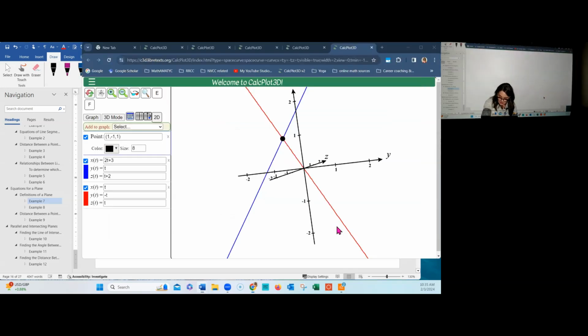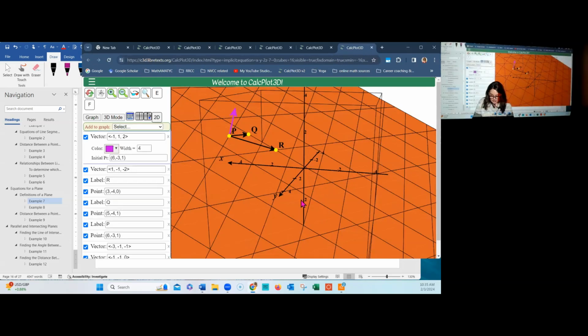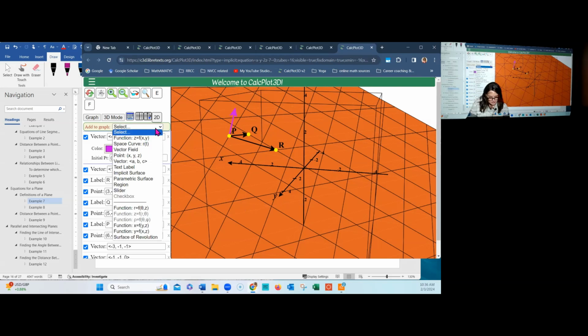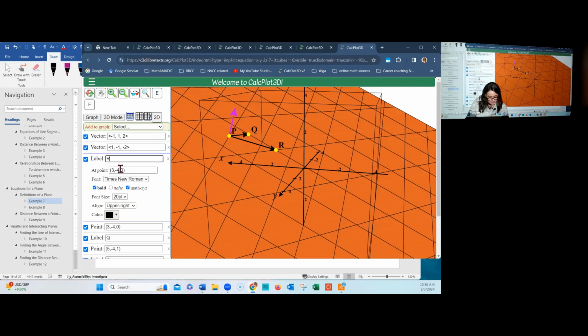So let's take a look at this on CalcPlot 3D so you can see what it looks like. And I went ahead and labeled the different points. So first off, P, Q, and R are points. So those are down here. So I made them yellow and I made them larger, size 8. And then I labeled them by clicking in the select, and I selected a text label. And then when I did a text label, you'll see that it asks where do you want to put the label. And this says at the upper right of that point. So it's not sitting right on top of the yellow ball. So this gives me the labels that we have.